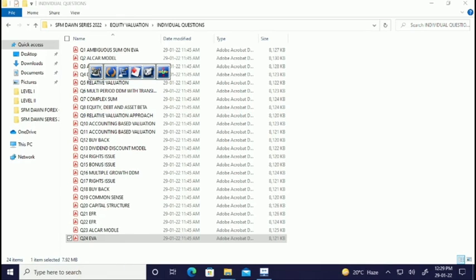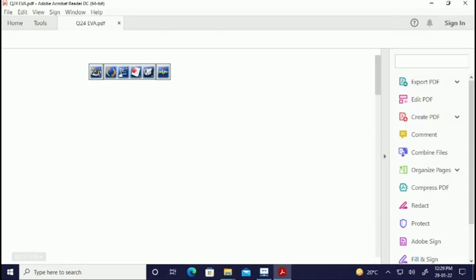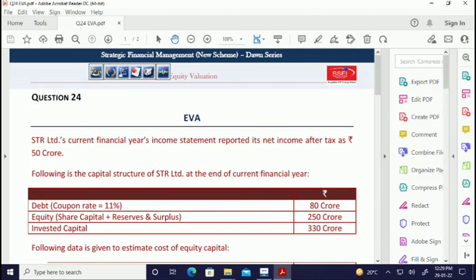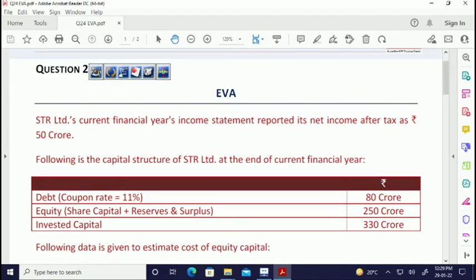Perfect. So here you have question number 24. The 24 questions are there. The last question is on EVA. I'm opening the sum. Okay. So we have STR Limited's current financial year's income statement reported its net income after tax as 50 crore. This is net income after tax. It's not net operating income after tax. So it's not NOPAT, it's PAT. Net income is PAT, 50 crores. But if it's an EVA sum, we need NOPAT. So you have to convert PAT into NOPAT.